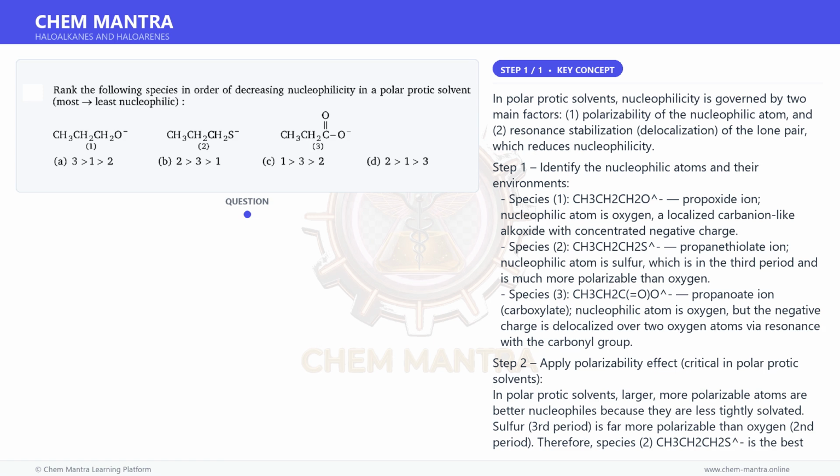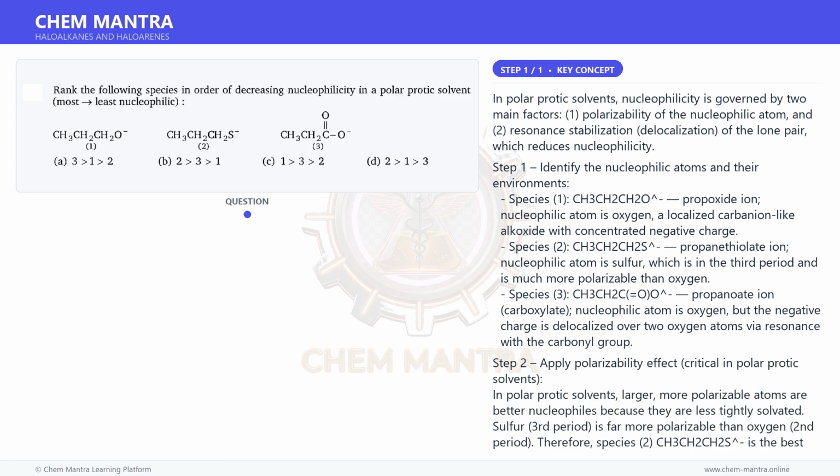Step 1. Identify the nucleophilic atoms and their environments. Species 1, CH3CH2CH2O-, propoxide ion. The nucleophilic atom is oxygen, a localized alkoxide with concentrated negative charge. Species 2, CH3CH2CH2S-, propanethiolate ion. The nucleophilic atom is sulfur, which is in the third period and is much more polarizable than oxygen.